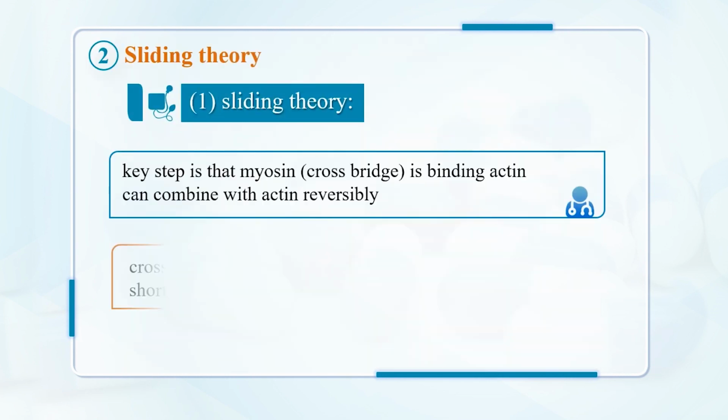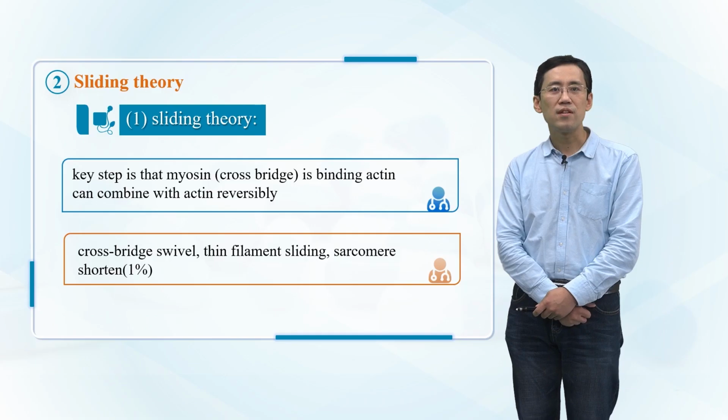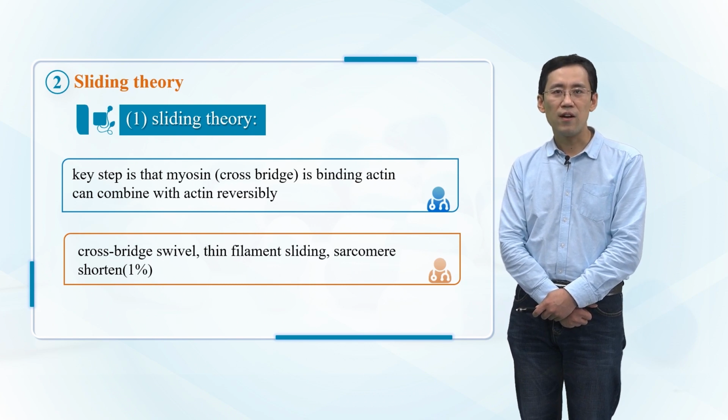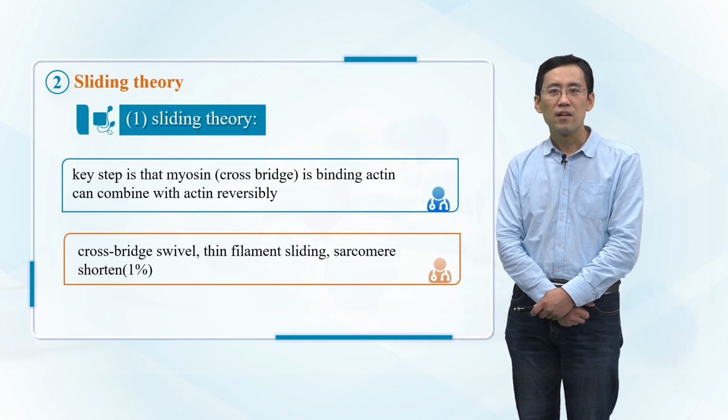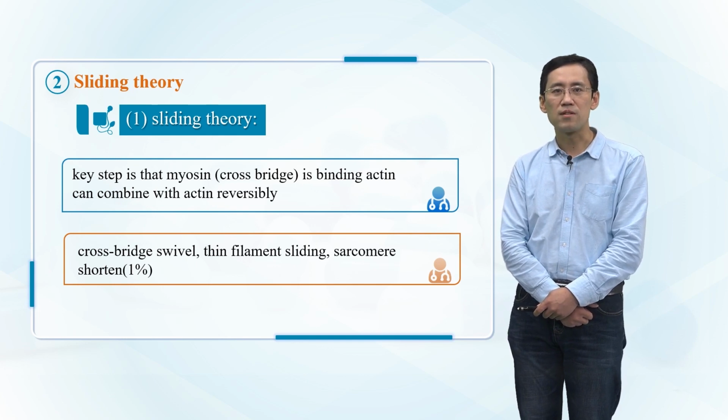The most important content of this class is the sliding theory. The key step in the sliding theory is that myosin, which makes the cross bridge, binds with actin reversibly, and the cross bridge swings and the thin filament slides, shortening the sarcomere.